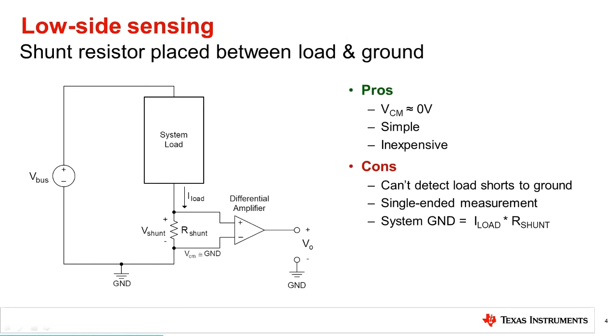The next concept is low side or high side sensing. A low side implementation has the shunt resistor, or shunt, placed between the system load and ground. This results in the common mode voltage being essentially 0 volts. This type of configuration is usually simple and inexpensive to design. However, there are two disadvantages. First, it disturbs the ground seen by the load. And second, it prevents the ability to detect load shorts to ground.